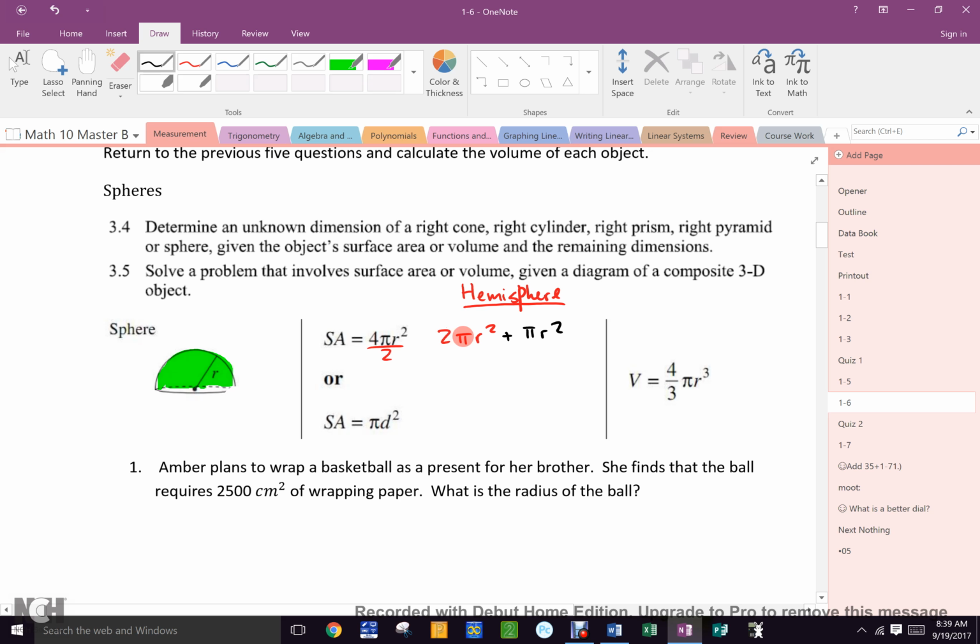Now, how many pi r squareds are there? 2. How many are there? 1. So how many pi r squareds are there in the surface area of a hemisphere? 3 pi r squared. Does everybody understand that? Yeah? Everyone's cool? Okay.